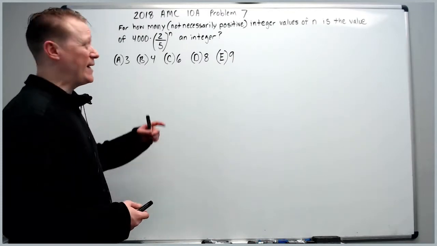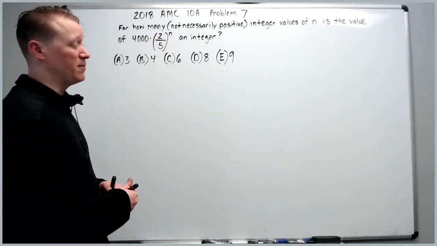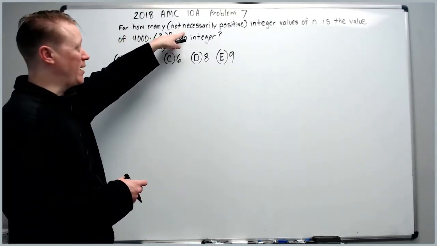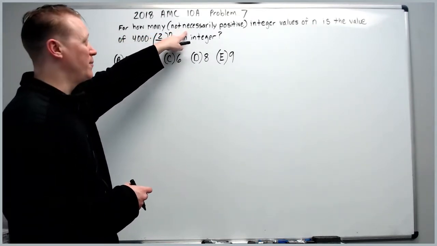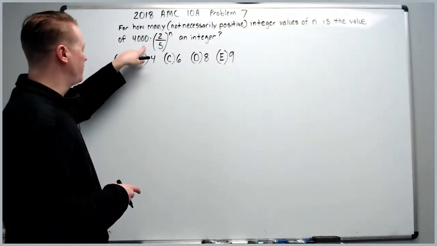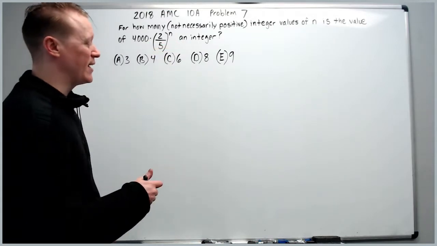Continuing on with the 2018 10A, problem number 7. For how many, not necessarily positive, they didn't have to put this by the way, but they're helping you out, integer values of n is the value of 4,000 times this expression an integer.